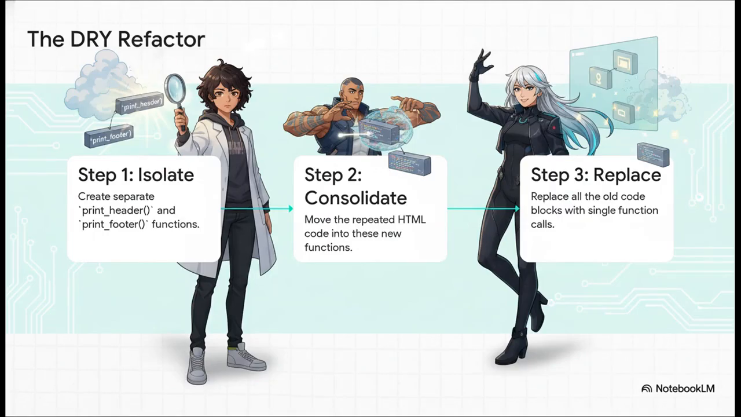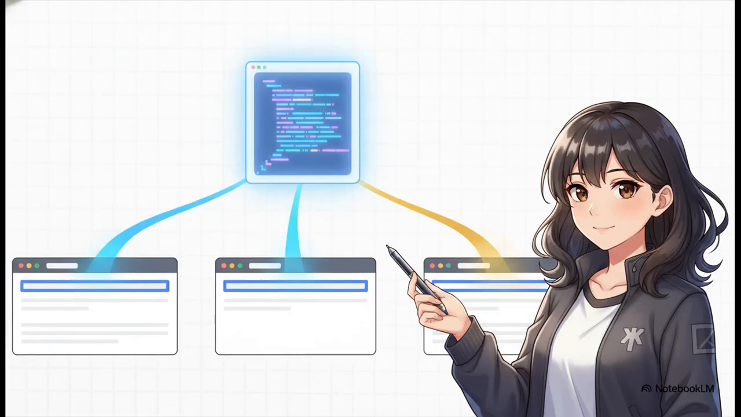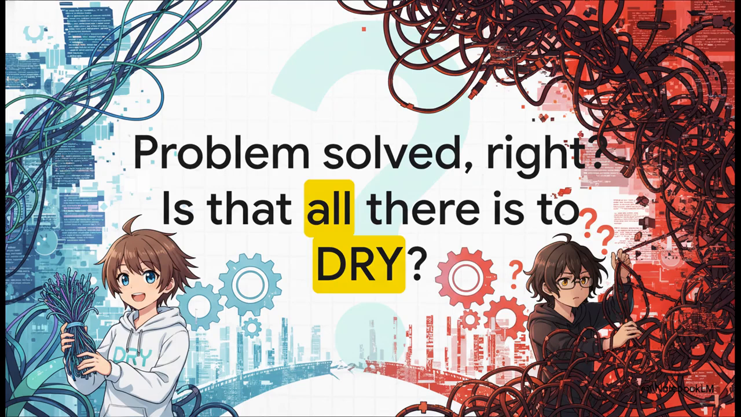You take that chunk of repeated header code, you pull it out into its own function, we'll call it print_header. You do the exact same thing for the footer with print_footer. Then you just go back to your 3 pages and replace those big, messy blocks of code with a nice, clean, single function call. And boom, just like that, the code is way cleaner, it's easier to read, and it's actually maintainable. Now when your boss asks for another change, you only have to edit one single file. Beautiful. So problem solved. We did it. Our code is now DRY.